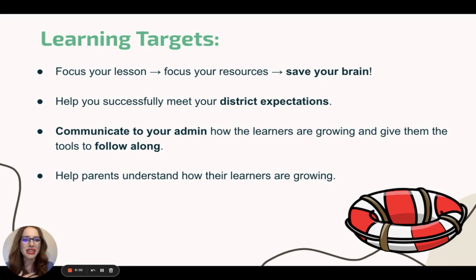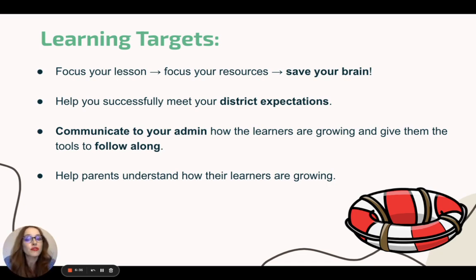So the time I could have saved myself if I had first slowed down just long enough to figure out why I needed a resource and what that goal would be would have been incredible, because that makes it so much easier to target in on a specific resource that I need with my students. So learning targets focus your lesson, they focus your resources, they save your brain. We do a lot of creating. They help you successfully meet your district expectations because you don't have this murky idea of where you're going. Everything you do is in step toward a goal. You're headed in the right direction.